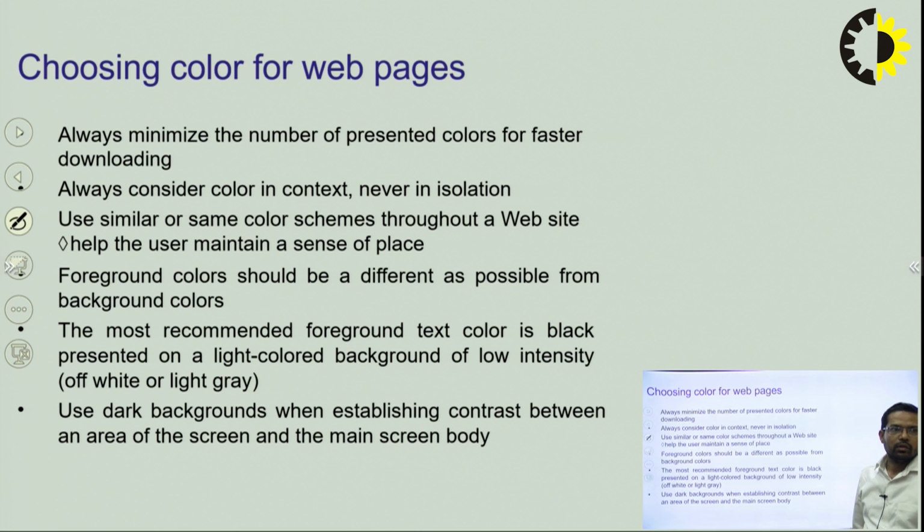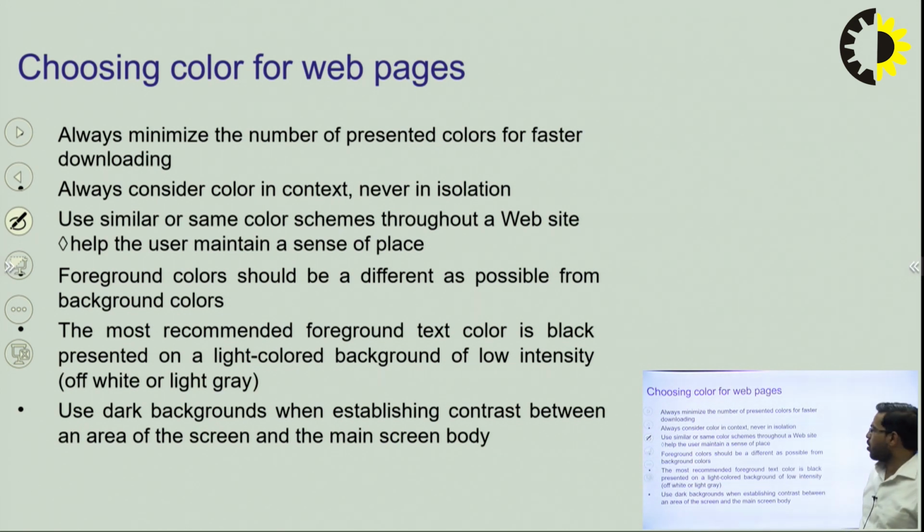Okay, so what are the conditions and limitations for choosing color for a web page, and what kind of process should we follow? Always minimize the number of presented colors for faster download. If there are few colors in the web page, the downloading of the page is faster. With maximum colors, downloading is very slow. Just like any web page with so many videos and images, the downloading speed is lower compared to other pages.